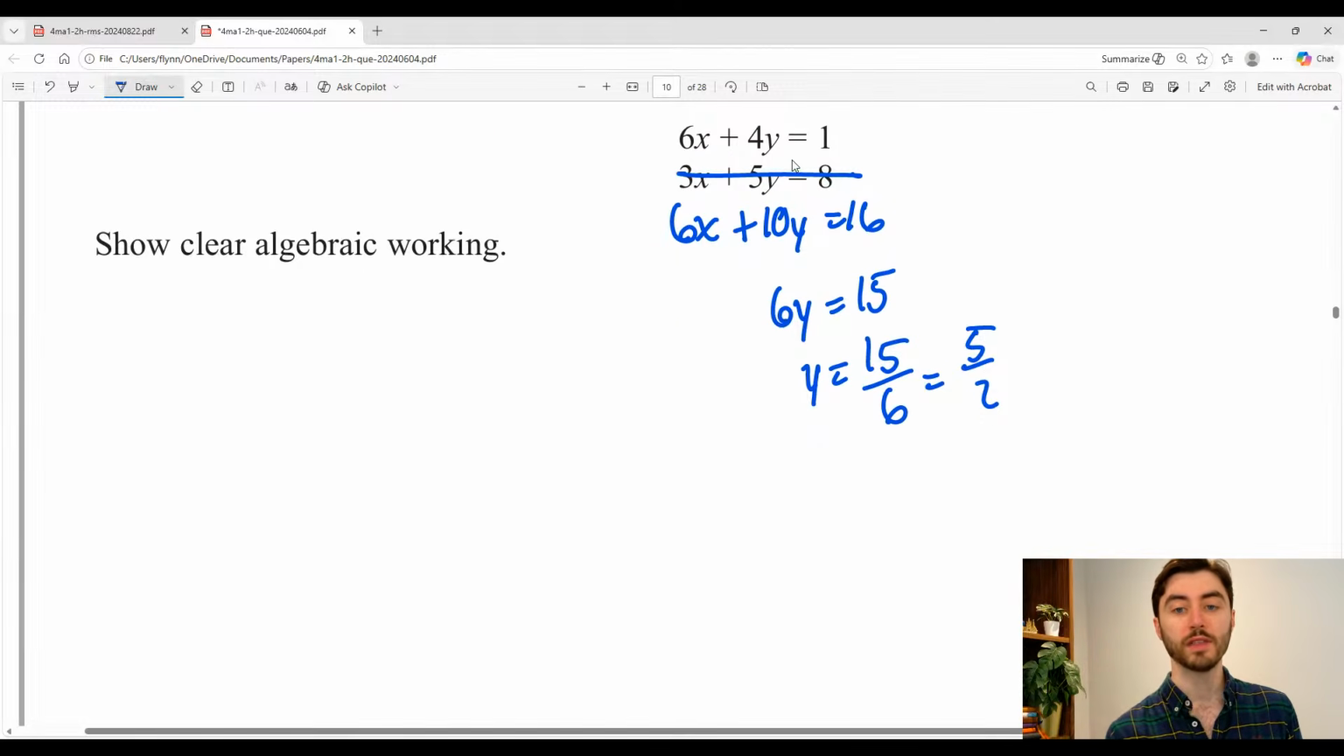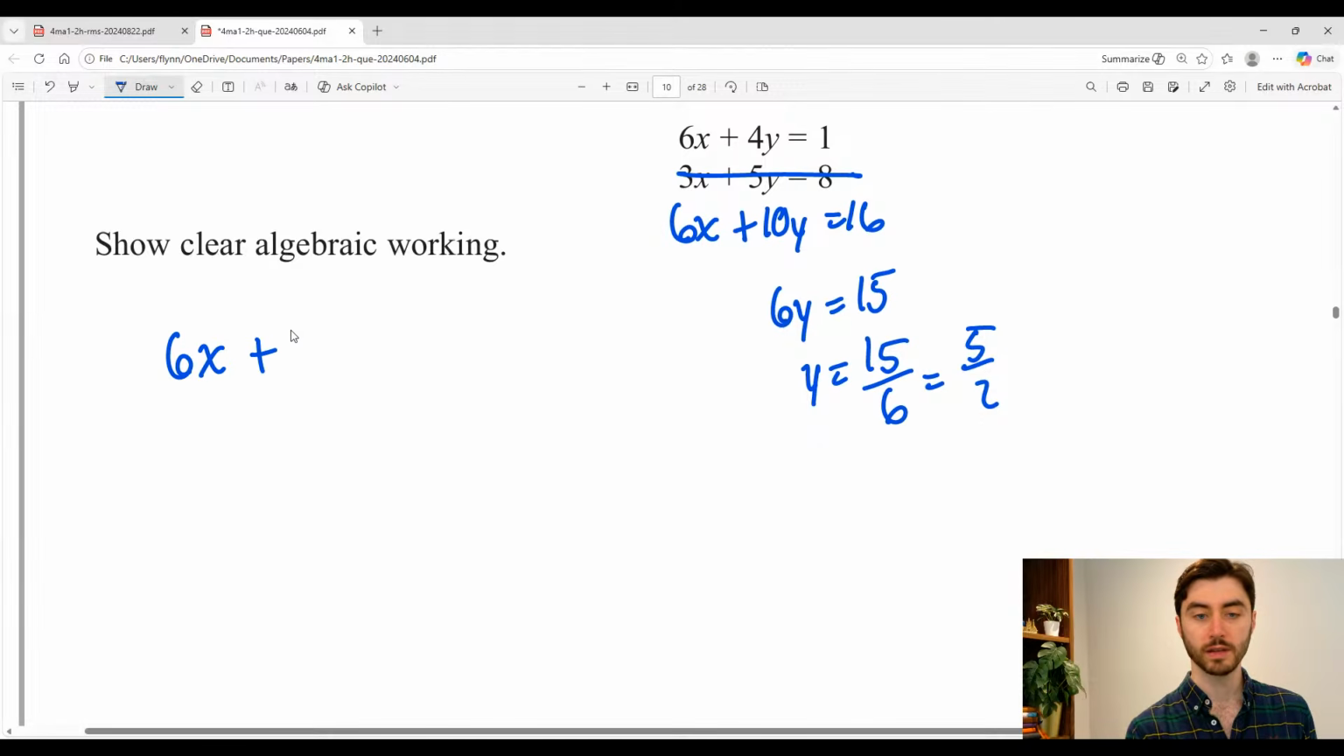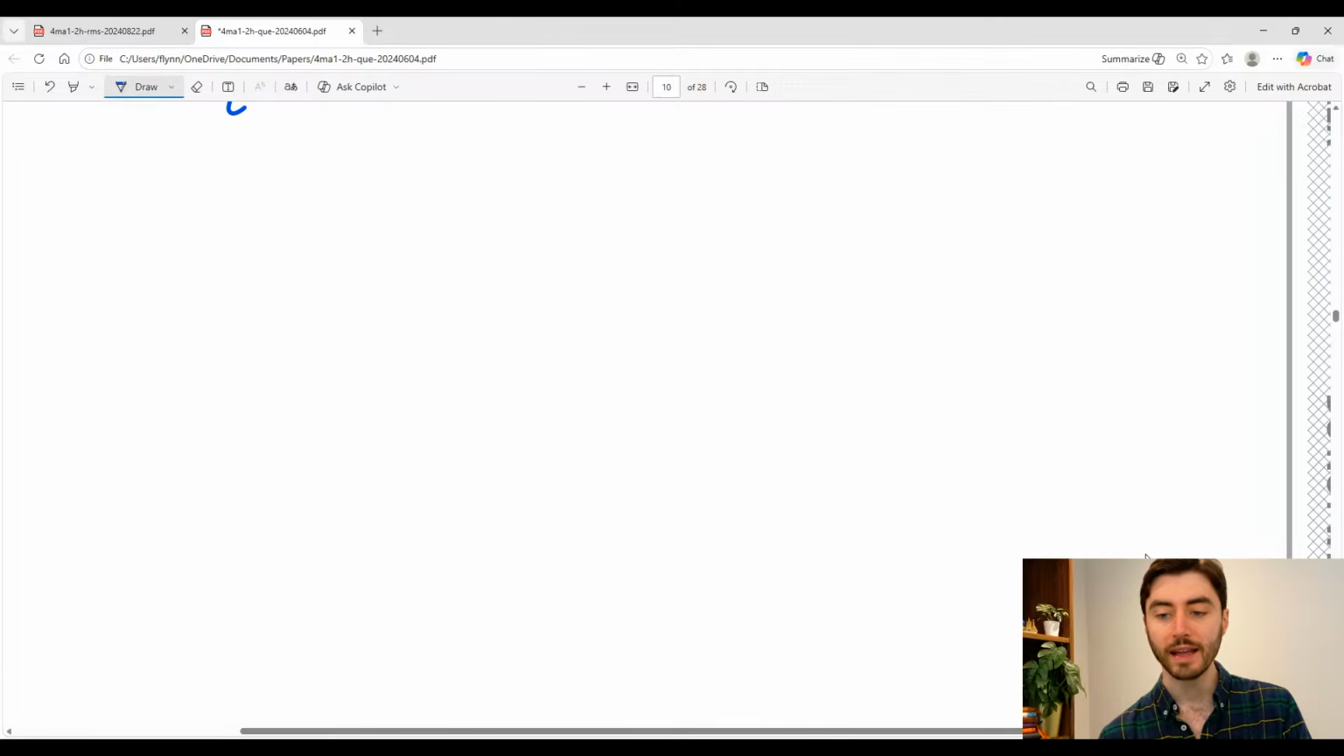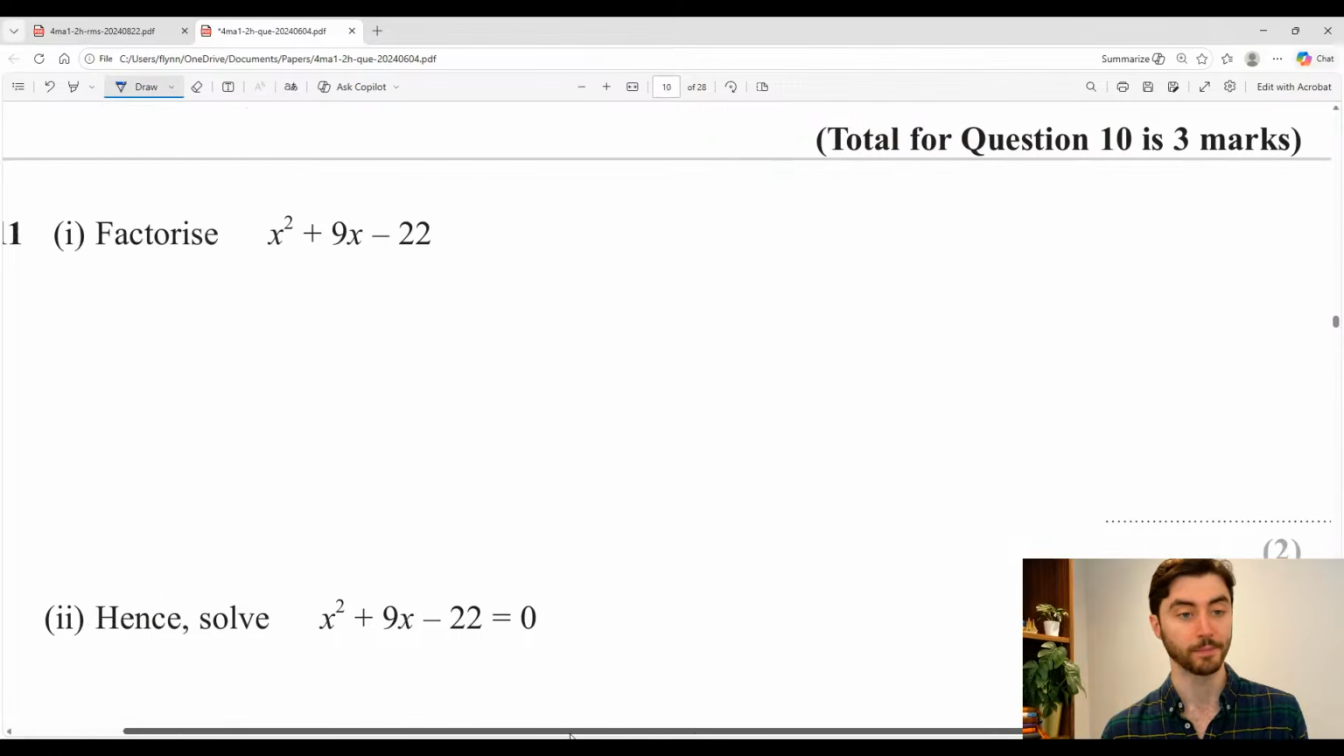And then if I plug that back into the top equation, I get that 6x plus 10 is equal to 1. So 6x is equal to minus 9, and x is equal to minus 3 over 2. So x is minus 3 over 2, and y is 5 over 2. I like keeping things in fractions. Fractions are very much your friend at GCSE.